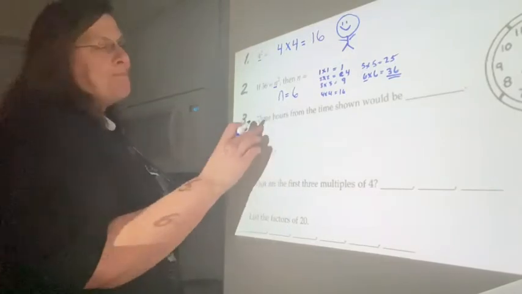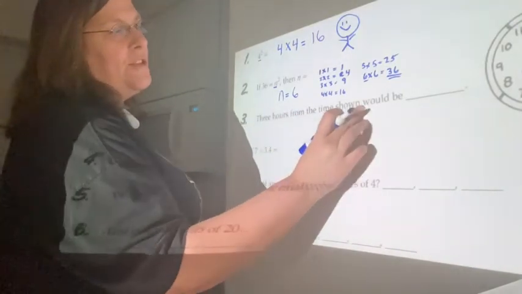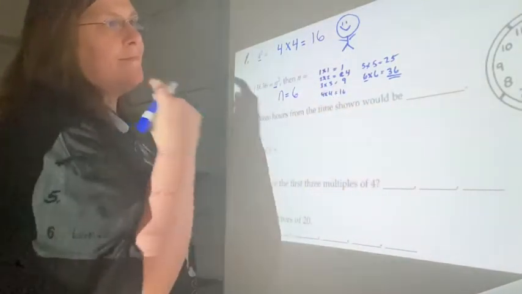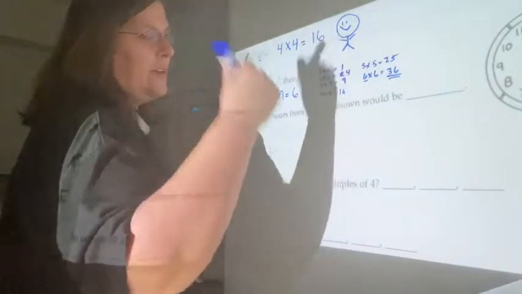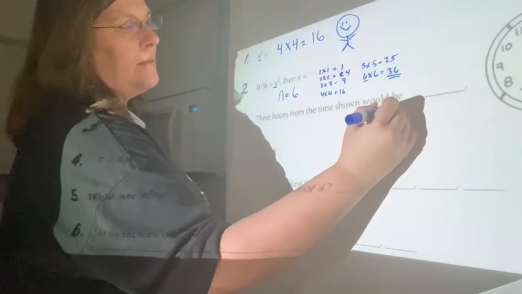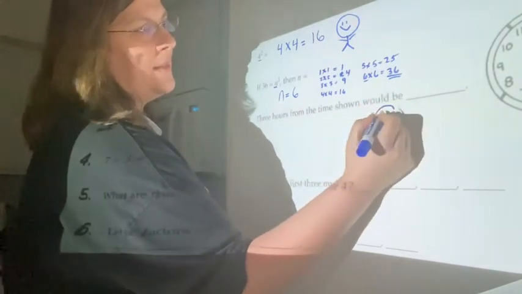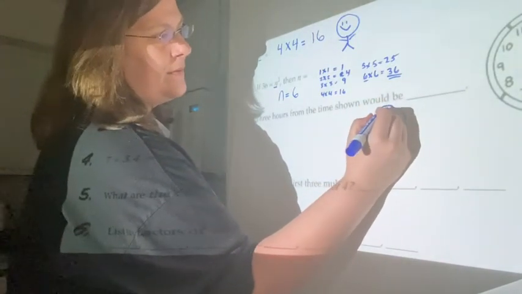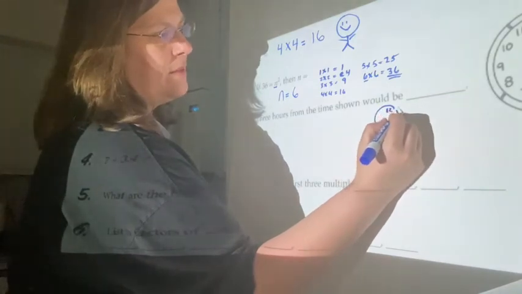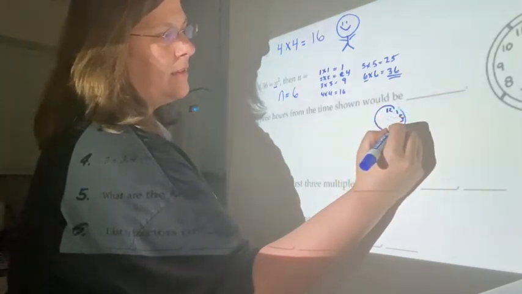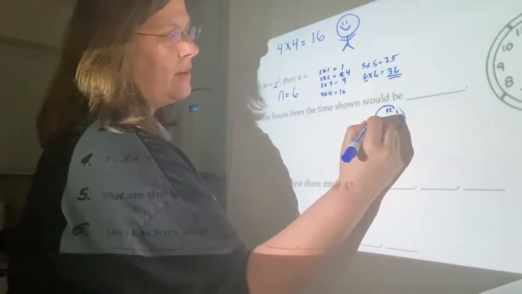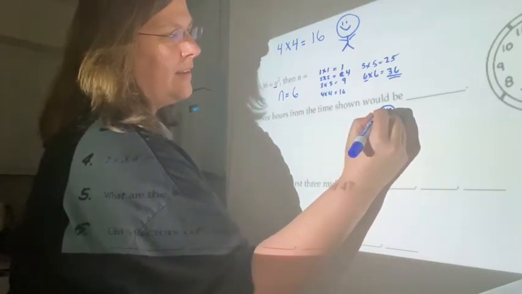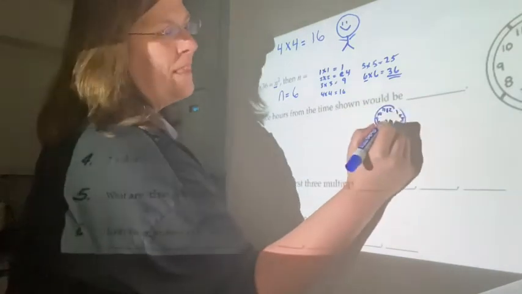Going down here. 3 hours from the time shown would be. All right, so let's draw that over here, because if I write on my wall, like I said, my apartment complex will freak out. So here's our clock. Okay, 12. Don't make fun of my clock. Clocks are hard to make with a ginormous marker. All right. Ooh, that wasn't bad.